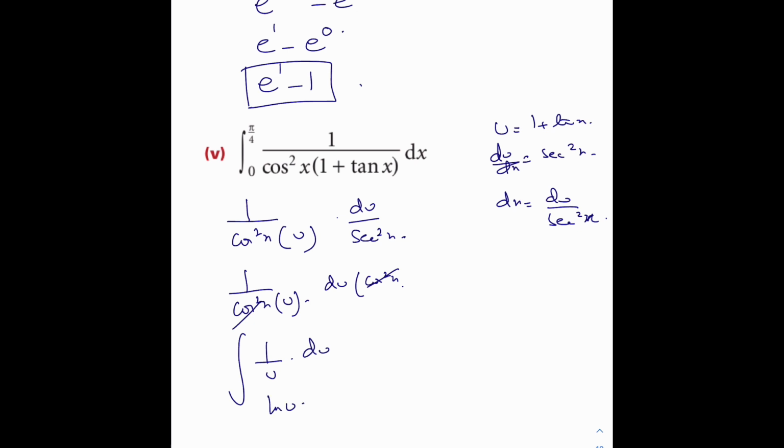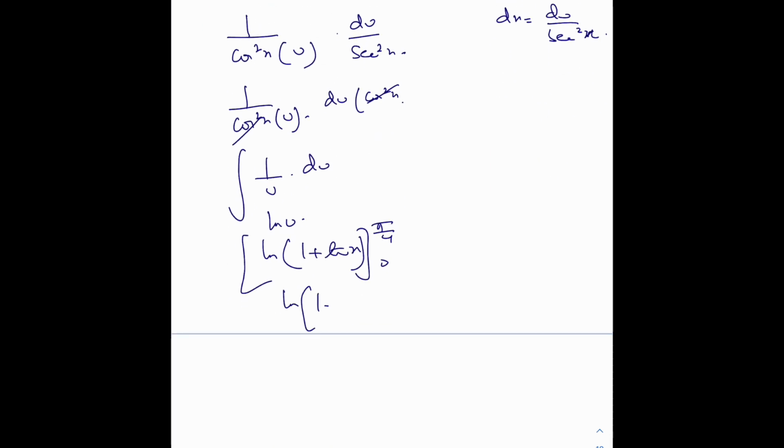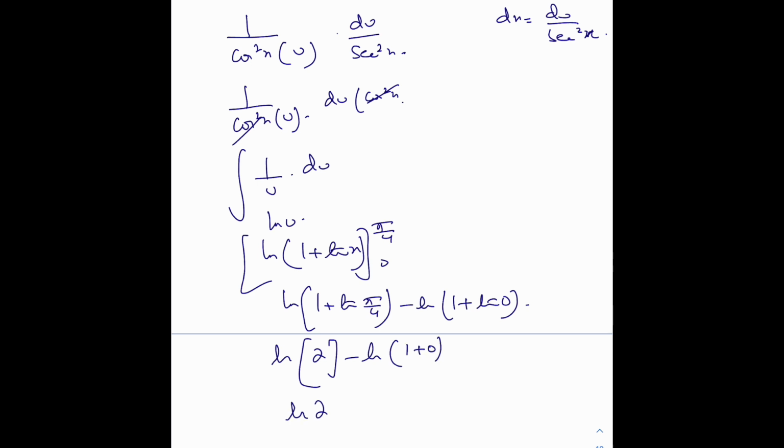And u we know is 1 plus tan x. Now you can put the boundaries of pi by 4 and 0. ln of 1 plus tan of pi by 4 minus ln of 1 plus tan of 0. Tan of pi by 4 is 1 only, so 1 plus 1 is 2. Minus ln of 1 plus tan of 0, which is 0 only. So ln 2, and we know ln 1 is 0. So ln 2 is the final answer to this question.